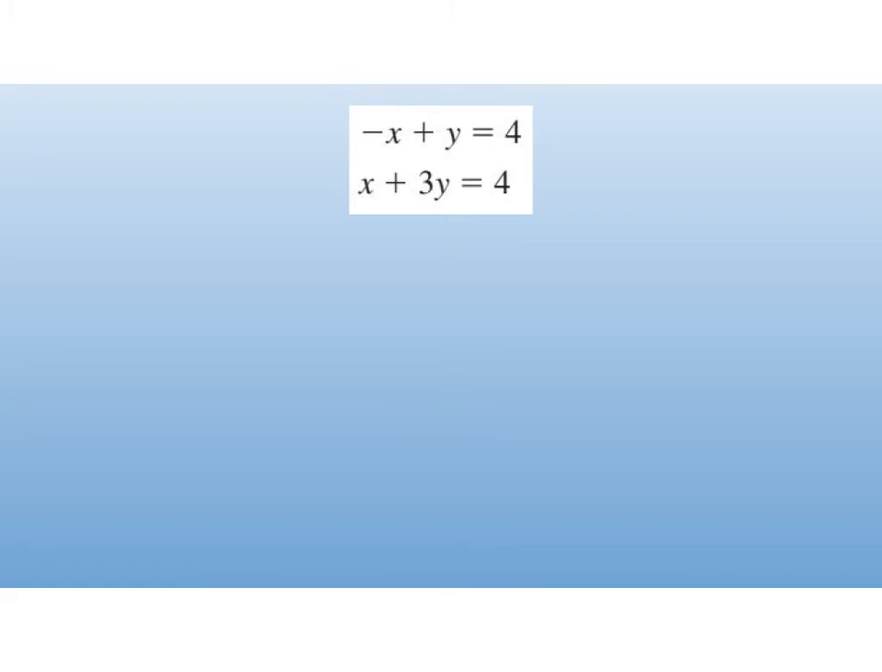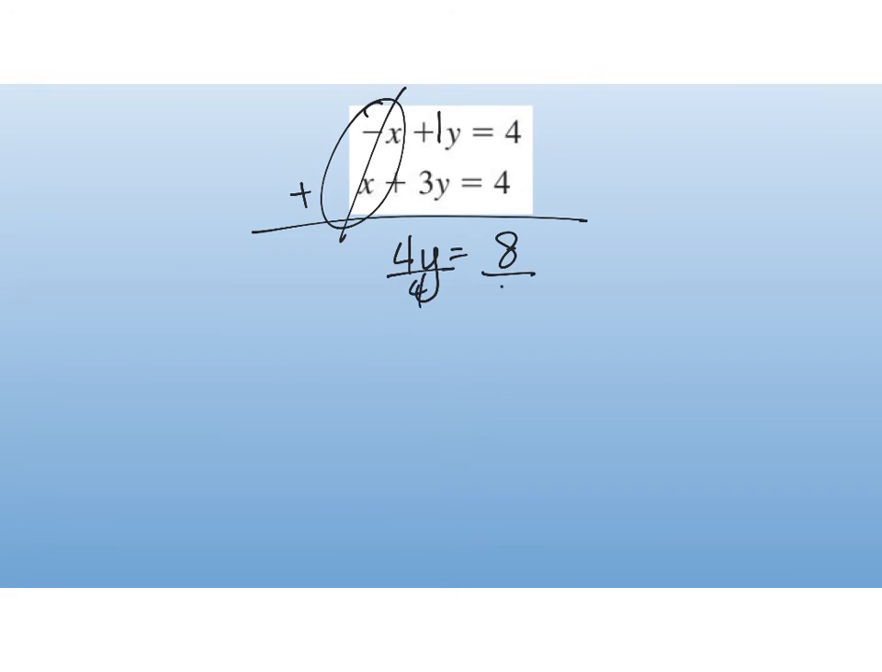All right, now here's our next example. So I'm going to go ahead and add the two equations. If you notice, the x's are opposites of each other, so they cancel out. So remember, when you have just a variable, that's like having a 1 in front of it. So this is 1y plus 3y, which is 4y, equals 8. I divide by 4, so y equals 2. So now I know y equals 2.